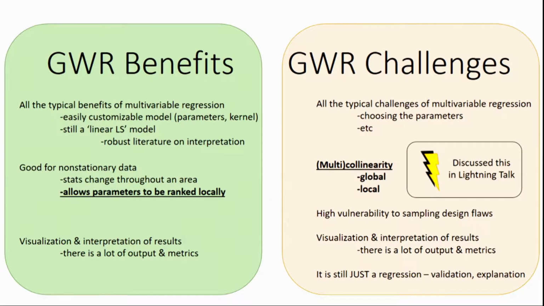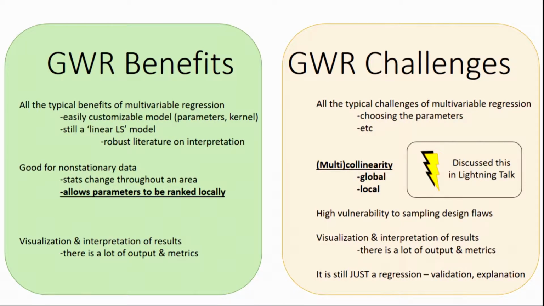There are some benefits and challenges here. The main benefit is that it allows our parameters to be ranked locally. This also allows us to visualize on a map which parameters were dominant. So we are going to be able to see on a map where the fault was the dominant process. Where does the ice sheet explain more of the shape index variation?